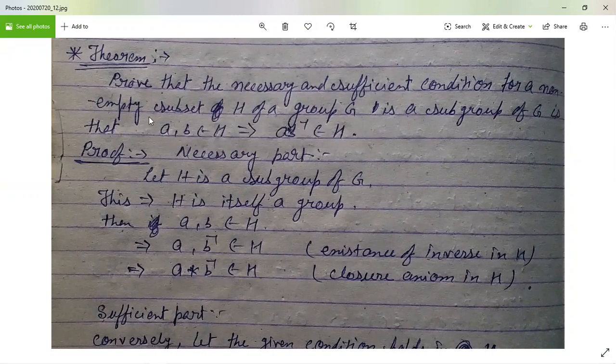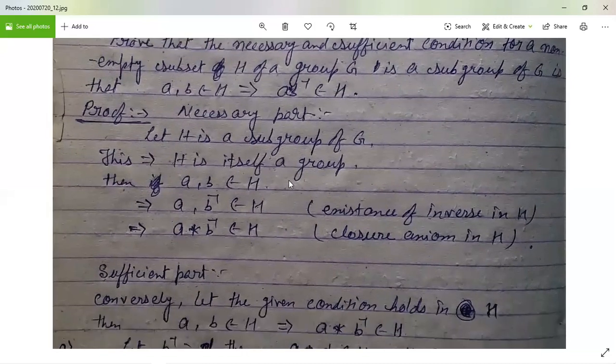The statement of the theorem is: prove that the necessary and sufficient condition for a non-empty subset H of a group G to be a subgroup of G is that A, comma B belongs to H implies that A star B inverse belongs to H. Again, we take the necessary part. Let H be a subgroup of a group G.